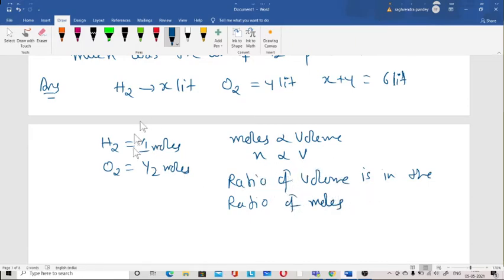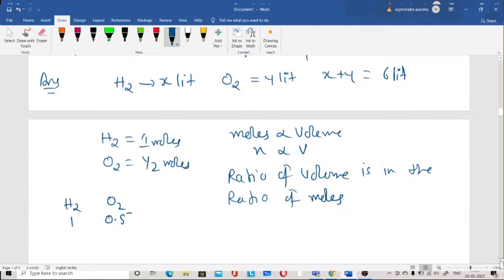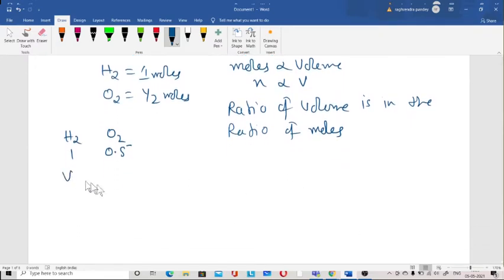Now the ratio of volume is in the ratio of moles. This is the condition. Got it? Now what is the ratio of moles? H2 and O2 are in the ratio of 1 and 0.5. Whatever is the volume of hydrogen, suppose it is V, then O2 will be V by 2. Now 6 is the total volume, so what is V?